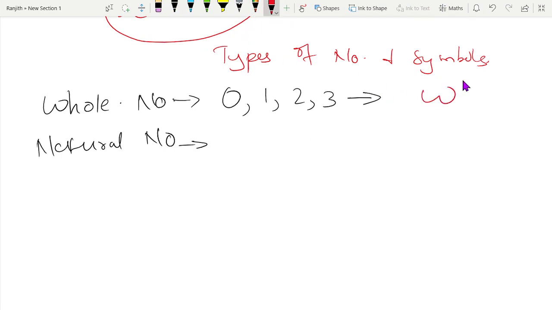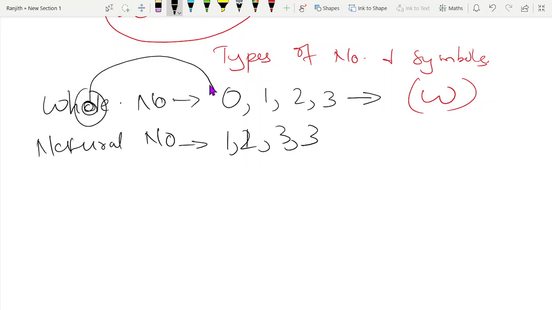W. What are natural numbers? Natural numbers start from 1. 1, 2, 3. Look, whole numbers and natural numbers are almost the same except for 0. Whole numbers have 0. Remember this, whole, this O. Whole numbers start from 0.